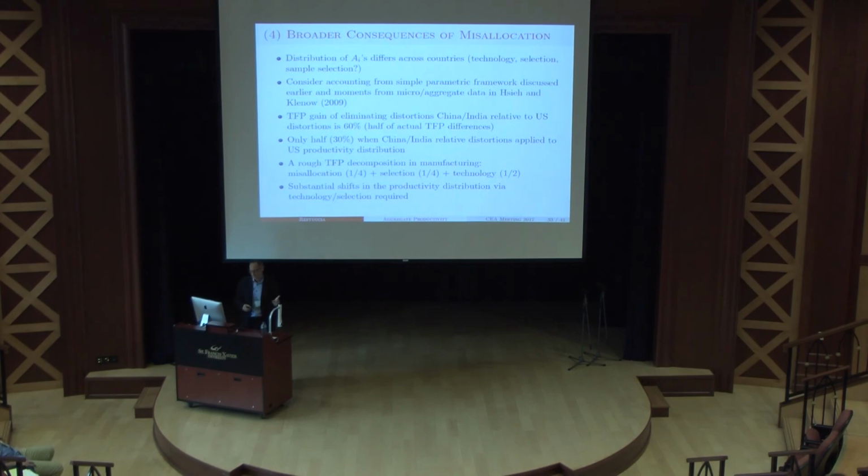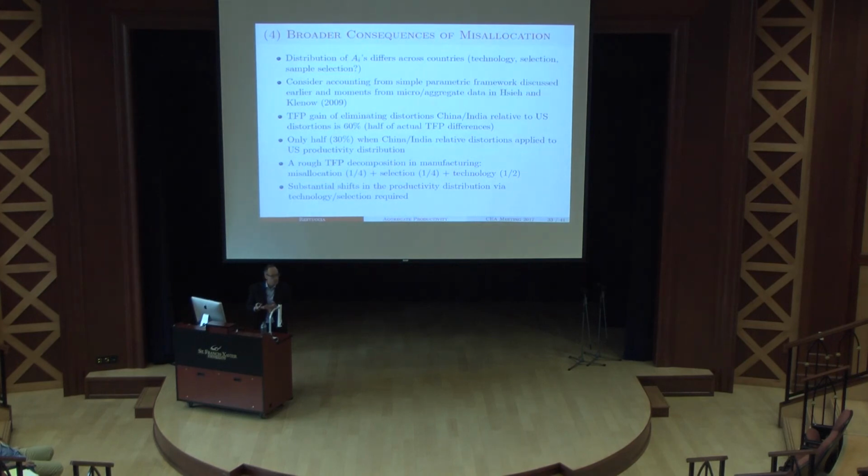Now, to see why this is important, it would be good to take stock of how much of the income differences or the productivity differences can be attributed to misallocation in this narrow sense, and how much is selection and technology. And the point is that at the end of the day, misallocation is going to be a small piece of the overall productivity differences.